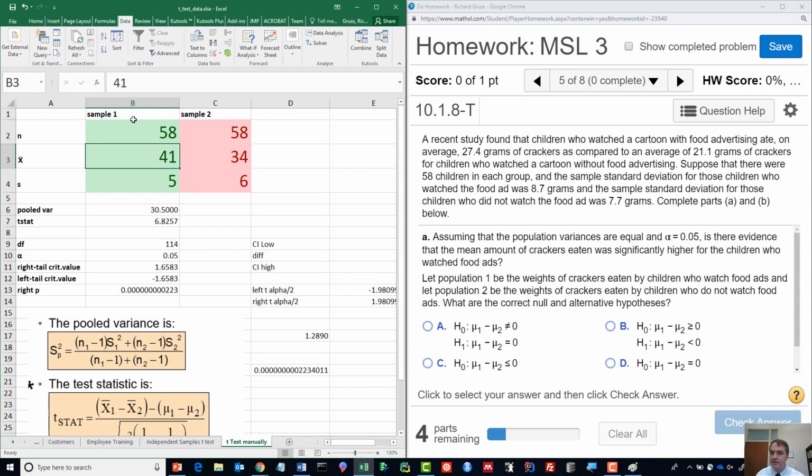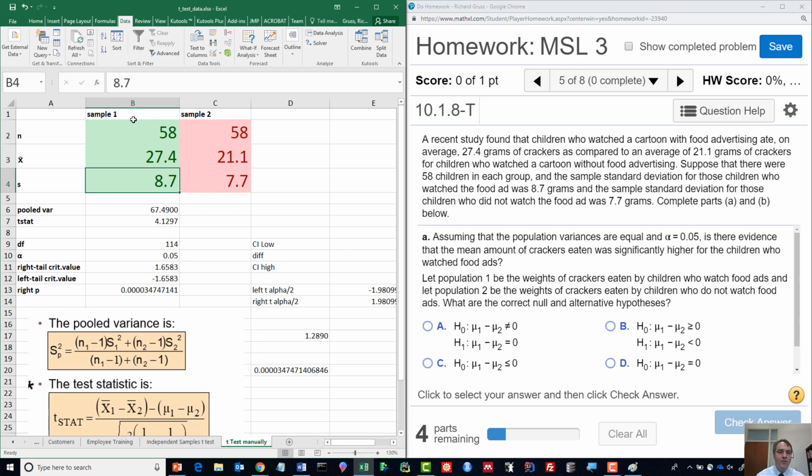And I see that the mean for one group was 27.4. Okay. And it was 21.1 for the other one. And your values are probably going to be a little bit different. And these are all randomized. And the standard deviation for one group was 8.7, and for the other group 7.7. Okay, I think I got those lined up correctly.